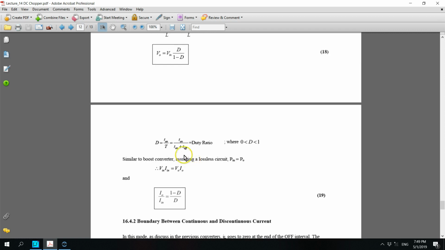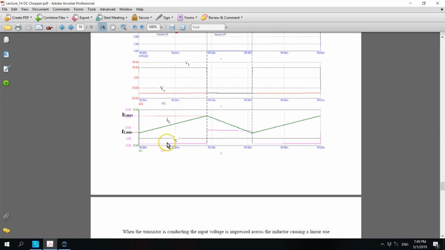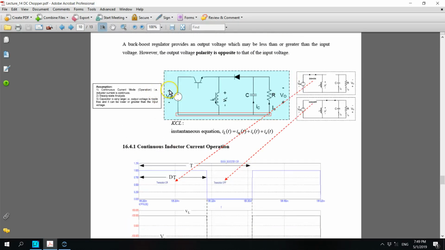Okay, similar to the boost converter, we need to relate the inductor current and the output current. In the case of critical current, at the boundary between continuous and discontinuous, we need to consider the critical output current, the minimum output current. So we need to relate IL and I naught.